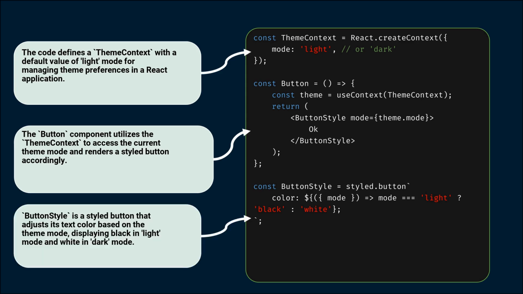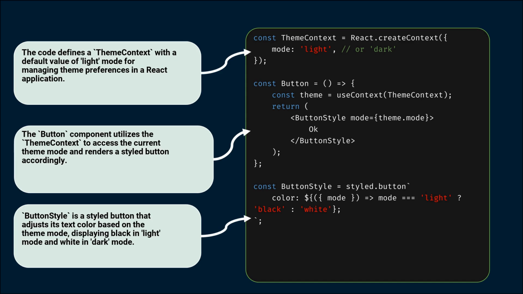This establishes a contextual environment where any component that subscribes to this context can easily access the current theme mode without passing props through each component level. Next, we will create a button component that utilizes the useContext hook to access the theme context. This allows the button to react to theme changes dynamically.